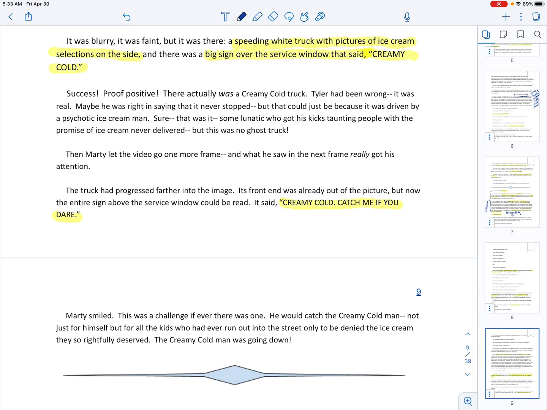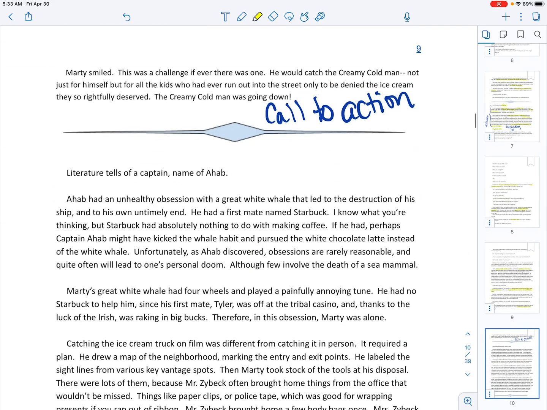So for Marty, this is kind of a call to action, because this dare is designed to get someone to go after that truck. Logical people like you or I would look at that and say, no thanks, I can get ice cream elsewhere. Marty doesn't see it that way. Marty sees it as, I'm finally going to win something. I'm finally going to be victorious. I'm finally going to do something that other kids cannot do. And so for him, this is a battle cry. He's ready for this, or at least he thinks he is.